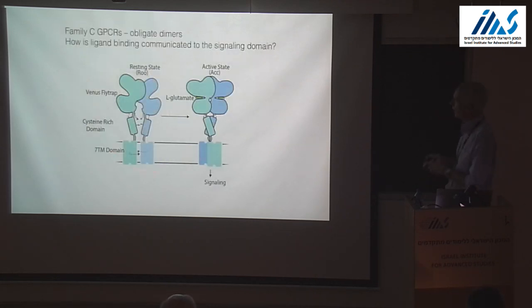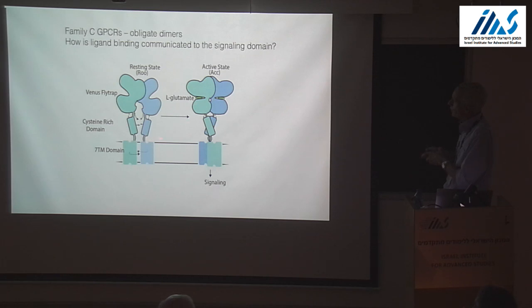So this is a cartoon illustrating the structure of a family C receptor. This would be the seven-transmembrane domain, essentially the component of a family A receptor. There's then this very large extracellular Venus flytrap motif that contains the orthosteric pocket. Glutamate binds here and causes a closure of this that rearranges this connecting domain called the cysteine-rich domain that then presumably rearranges the transmembranes.